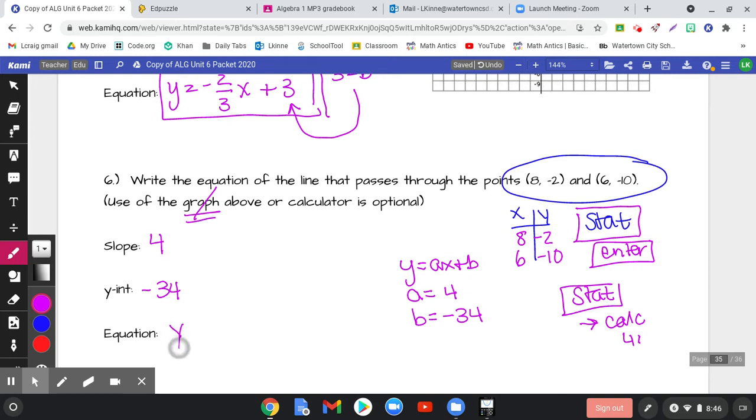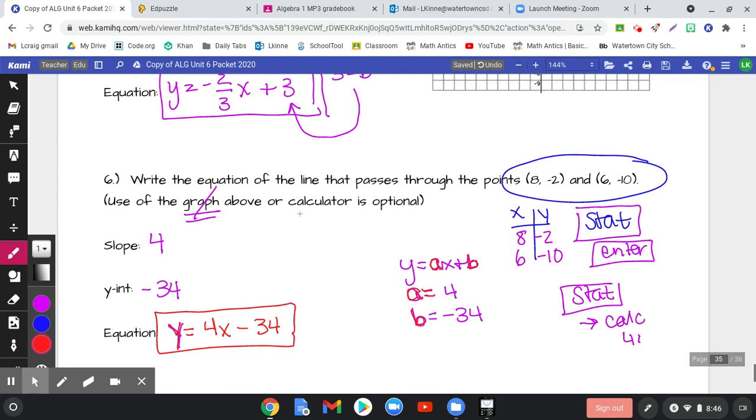So your equation, this right here tells you your equation. All right, it's telling you to just take out the a and b and replace it with what the a and b are here. So my equation is y equals, instead of ax, it's 4x. Instead of plus b, it's minus 34.